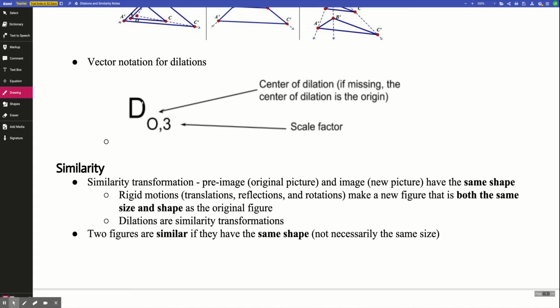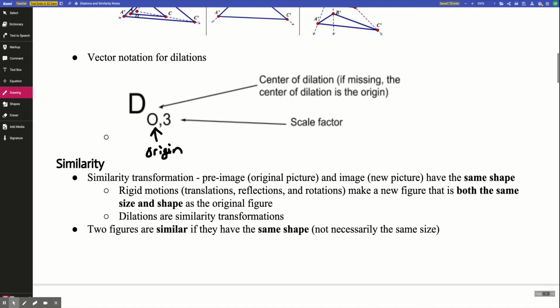So the vector notation for dilations is a capital D. That's how we know we're dealing with a dilation. The first input is the center of dilation, which for us is almost all the time the origin. And the number that comes after that is the scale factor.